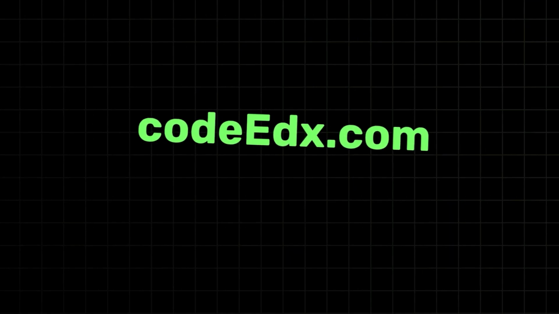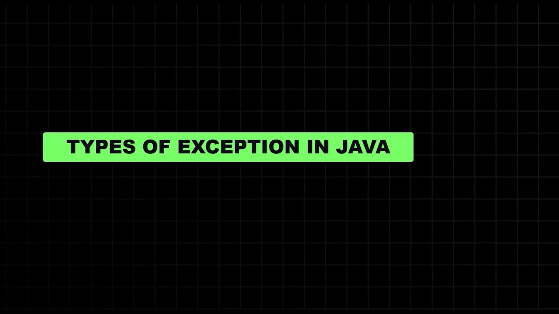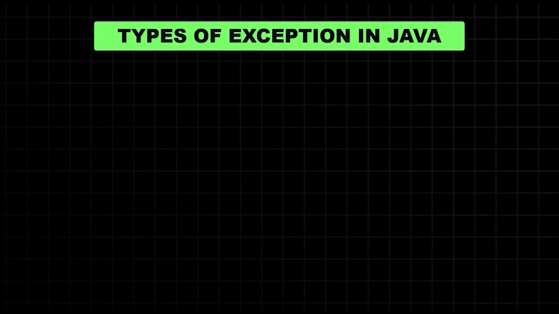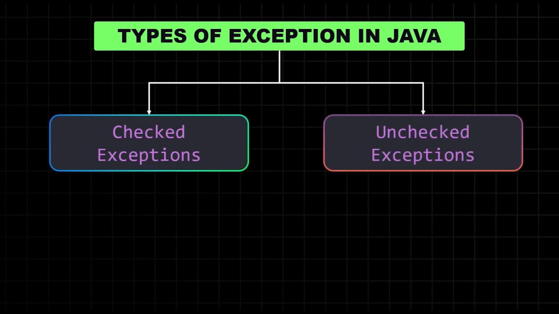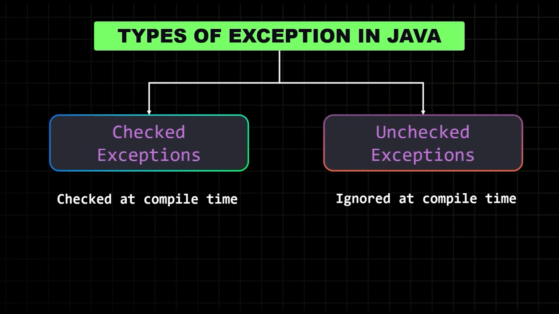Hey everyone, welcome back. In this lecture, let's explore the types of exception in Java. In Java, the exceptions are divided into two broad categories: checked exceptions and unchecked exceptions. The checked exceptions are checked at the compile time, whereas the unchecked exceptions are exceptions that are not checked at the compile time. They are also known as the runtime exceptions.